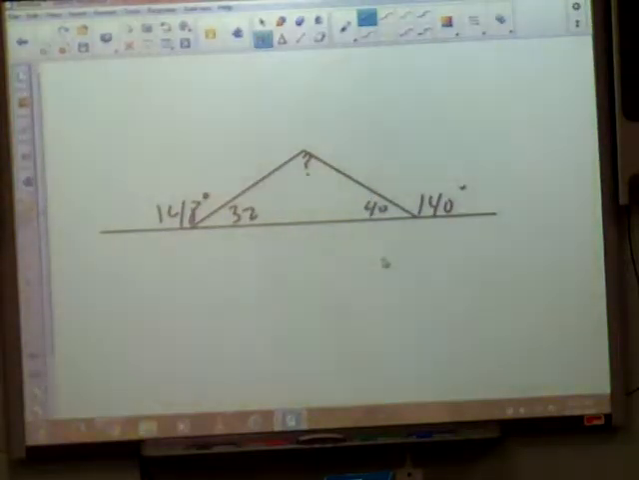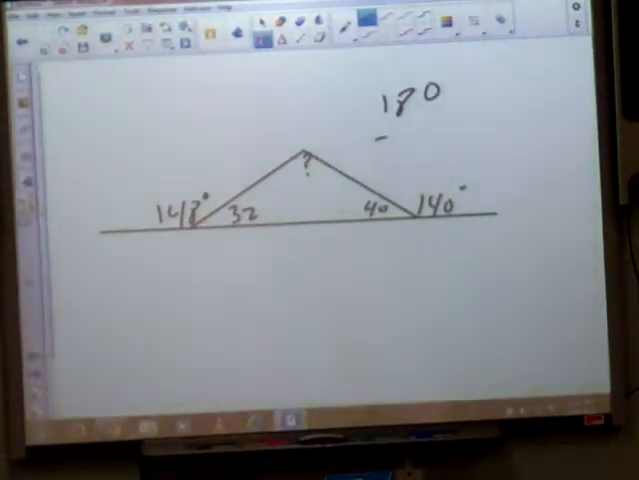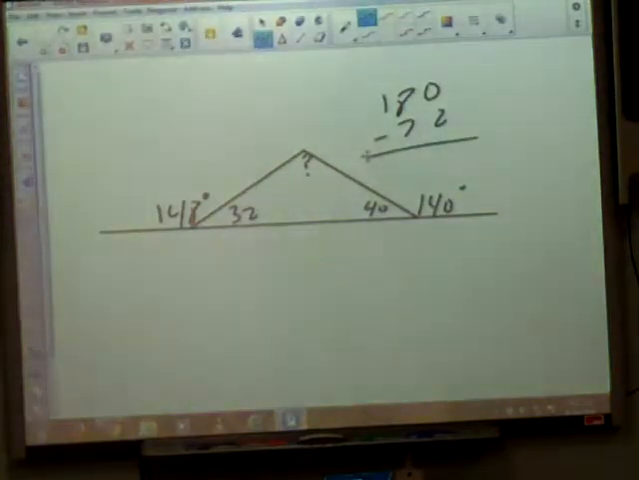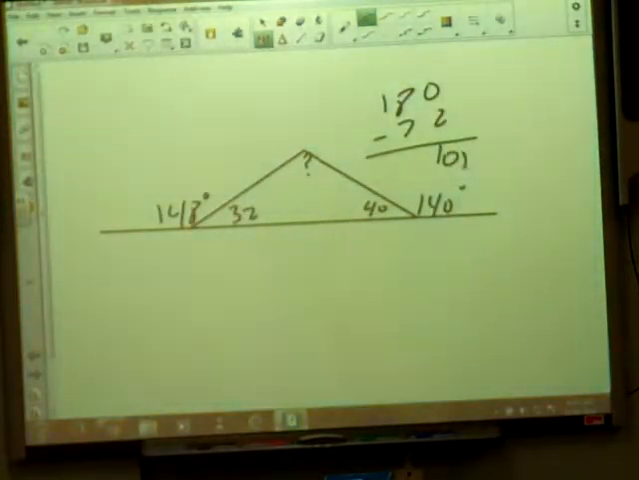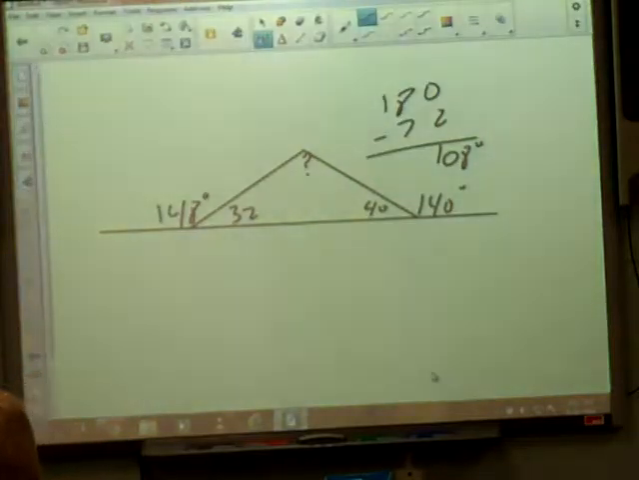The reason that was helpful is because I know this whole triangle has to add to 180. Now I got 72 there. So 180 minus 72 leaves us 108 for that measure up there. I think 17 throughout the day when we did this last week was the one that most people got confused on.